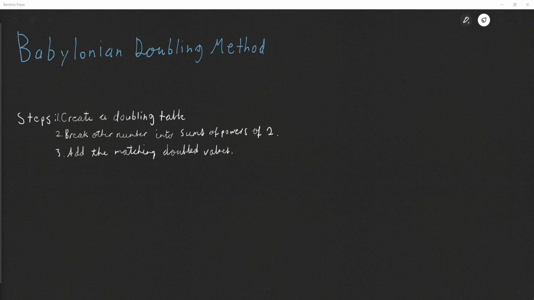questions with full solutions. So to start, since Babylonians didn't have any calculators and their multiplication tables only went up to 5, how did they multiply big numbers? That's the question we're answering today. The way that they did it was by the doubling method, where you create a doubling table for one number and break the other number into sums of powers of 2. And then you're going to add the matching doubled values, kind of like binary multiplication.